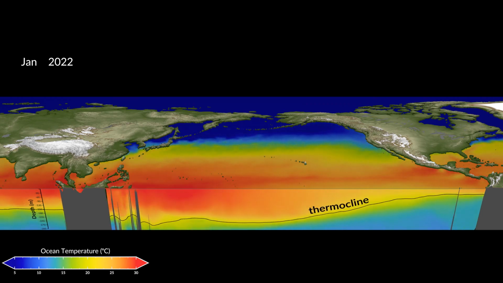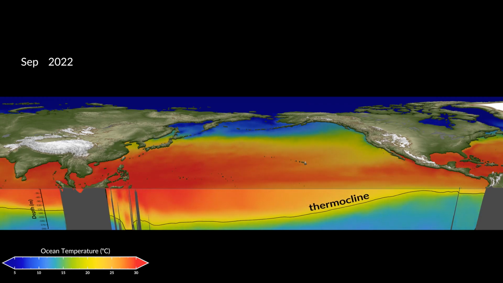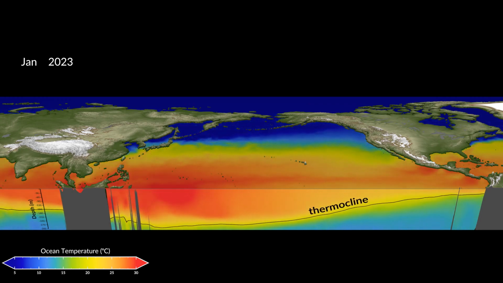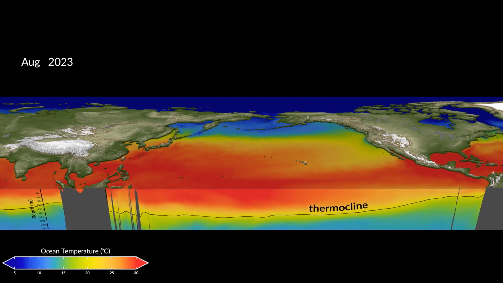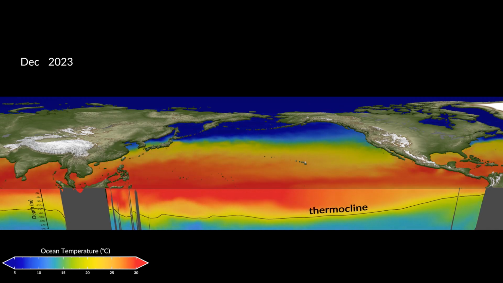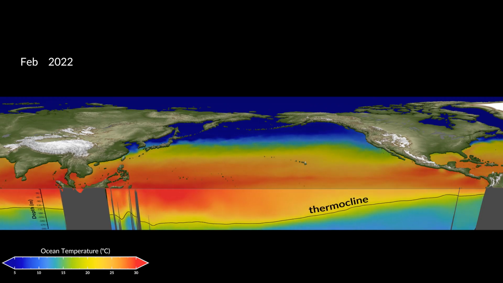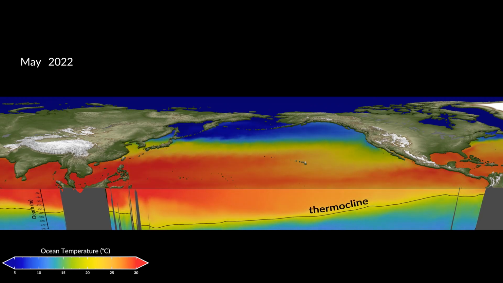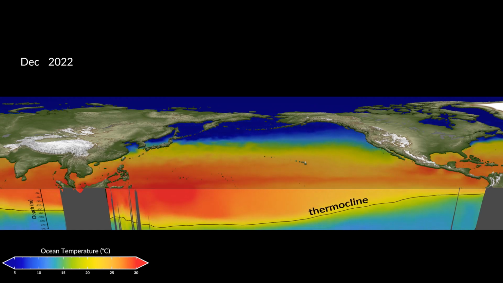Every 2 to 7 years, the warm pool of water spreads eastward into a long, shallow pool, flattening the tilt of the thermocline. This phenomenon is called El Niño. El Niño is one of the two phases of the larger phenomenon called El Niño-Southern Oscillation, or ENSO. The other phase of ENSO is La Niña. El Niño is the warm phase and La Niña is the cold phase.